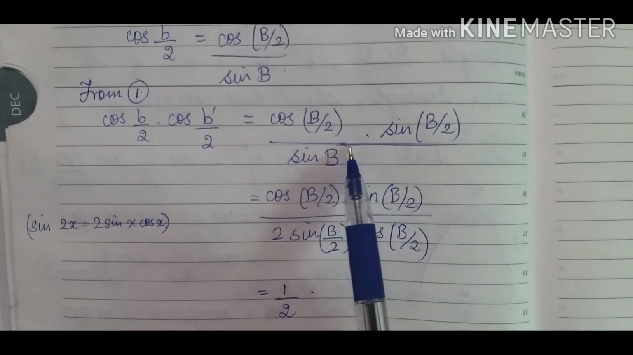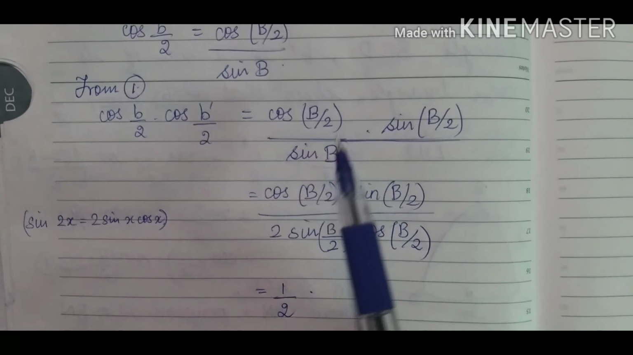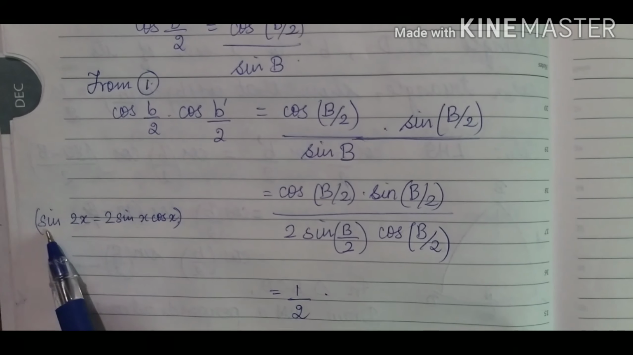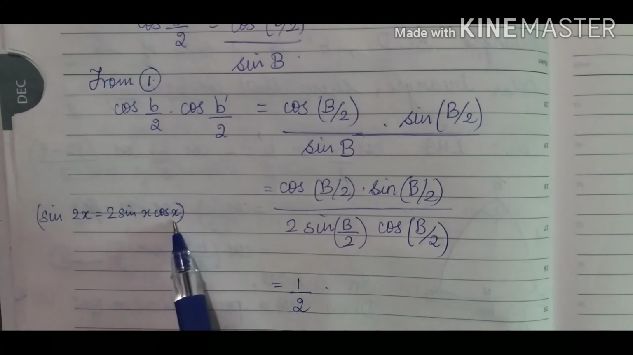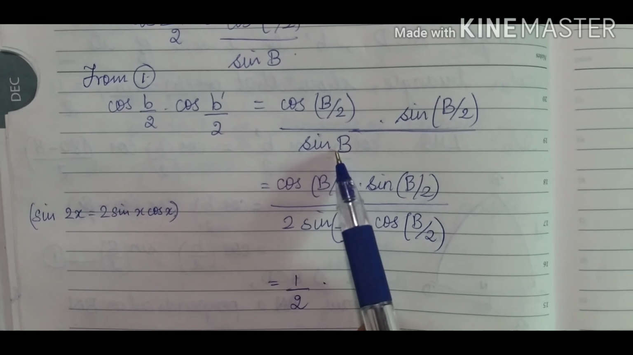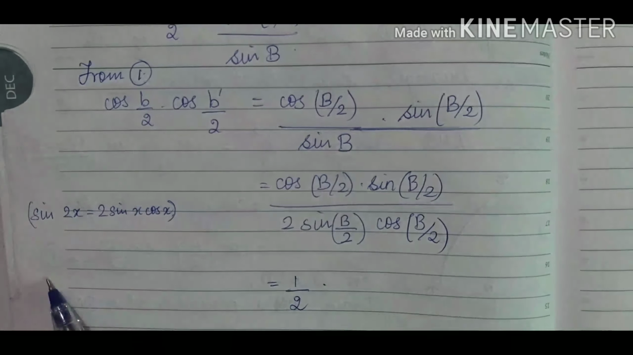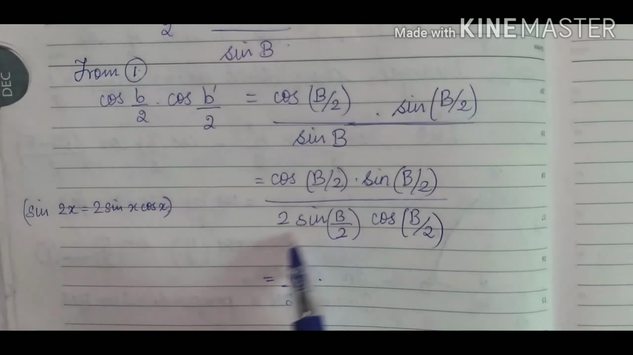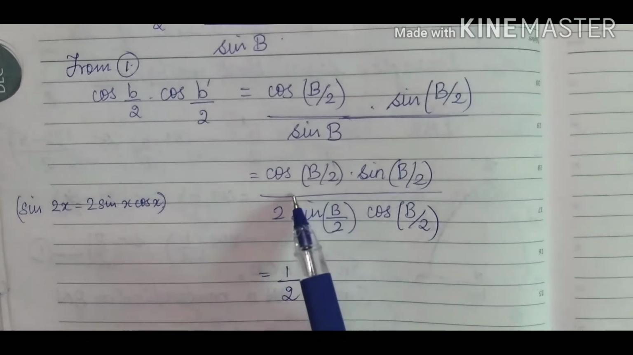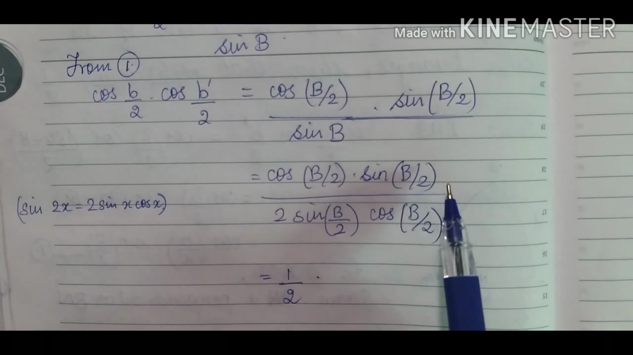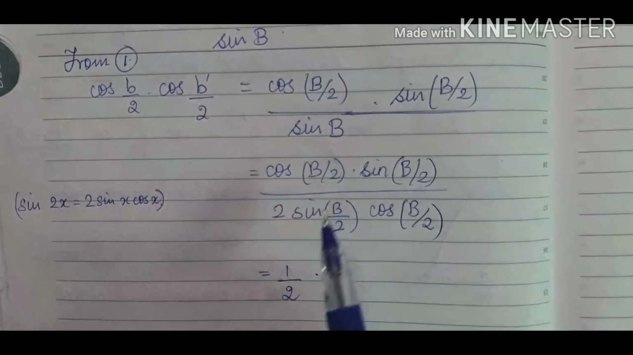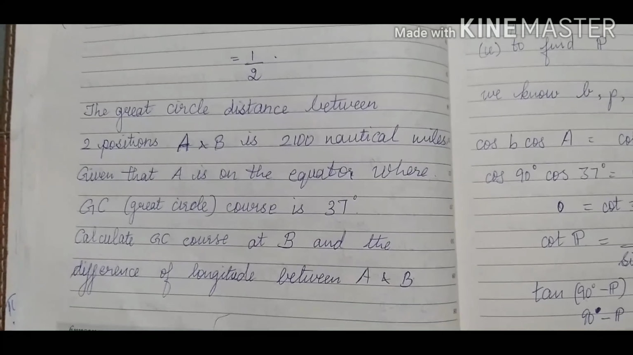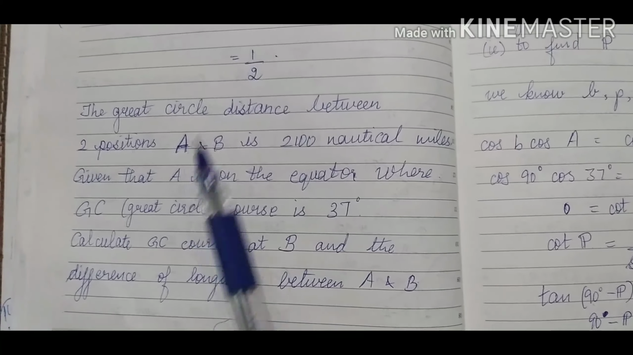So what I'm doing is I'm expressing this sine in terms of cos and sine. We have a trigonometry identity: sine 2x is equal to 2 sine x into cos x. So in the place of 2x we have here b, so sine b is equal to 2 sine b by 2 into cos b by 2. I've just written that formula here. And your sine b by 2 will be cancelled. Similarly, your cos b by 2 also, you'll be left with just 1 by 2. Hence proved. Next, we'll see another application of the 4-part formula.